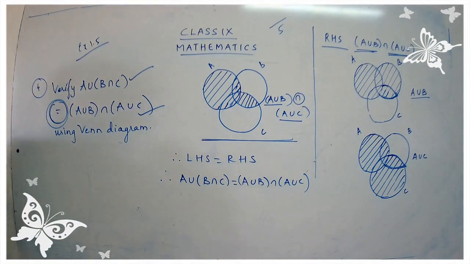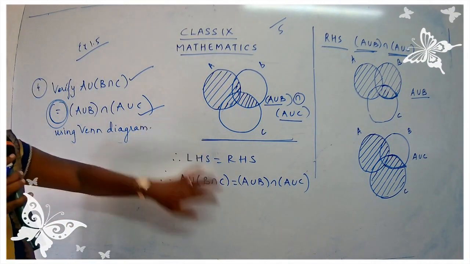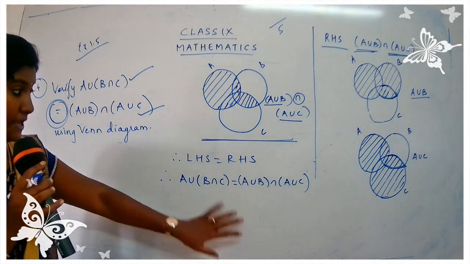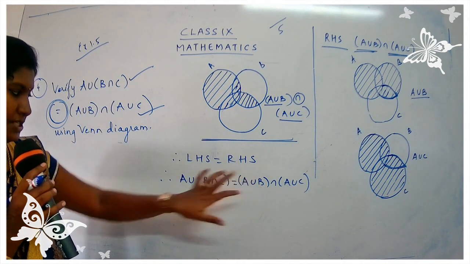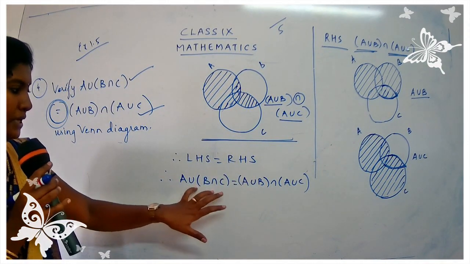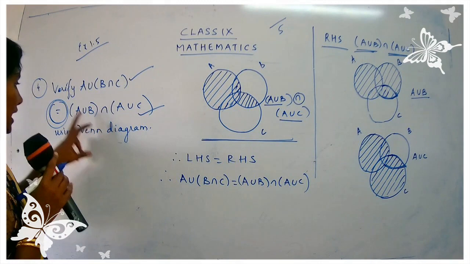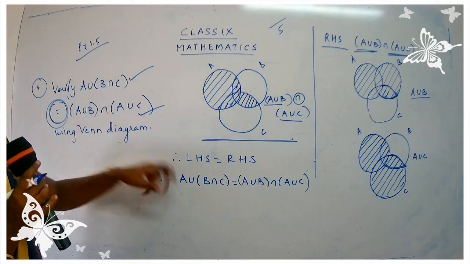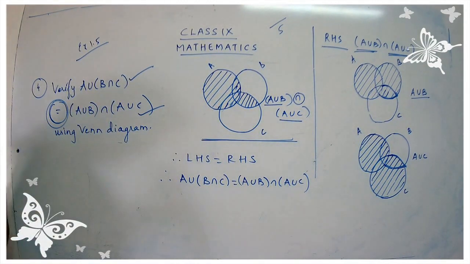LHS is equal to RHS because we have verified the LHS was also same. Yes, so LHS is equal to RHS. Therefore, A union B intersection C is equal to A union B intersection A union C. Have you completed the work, children?